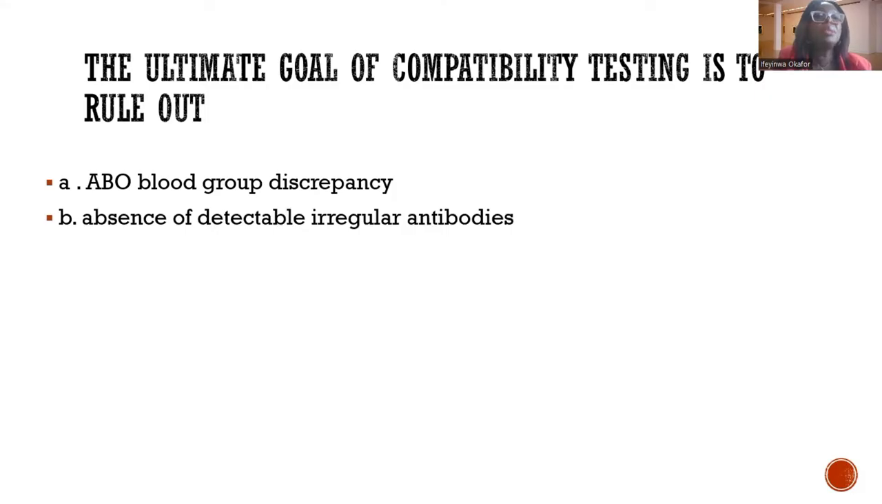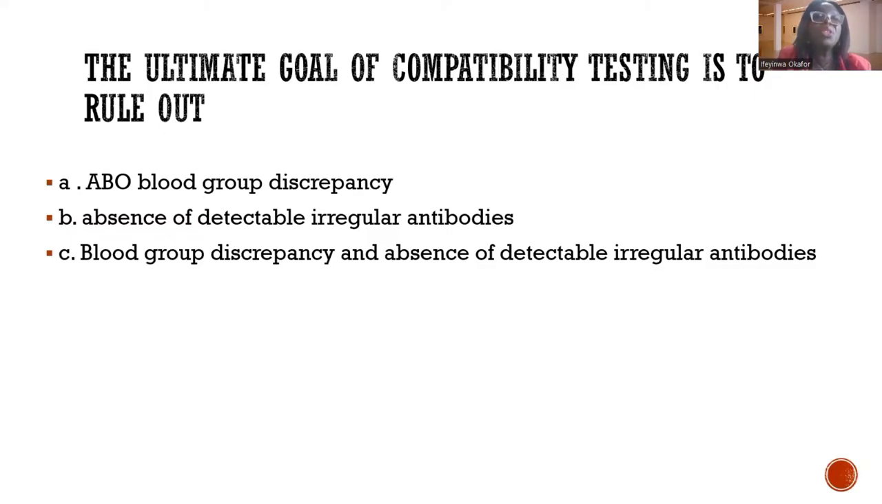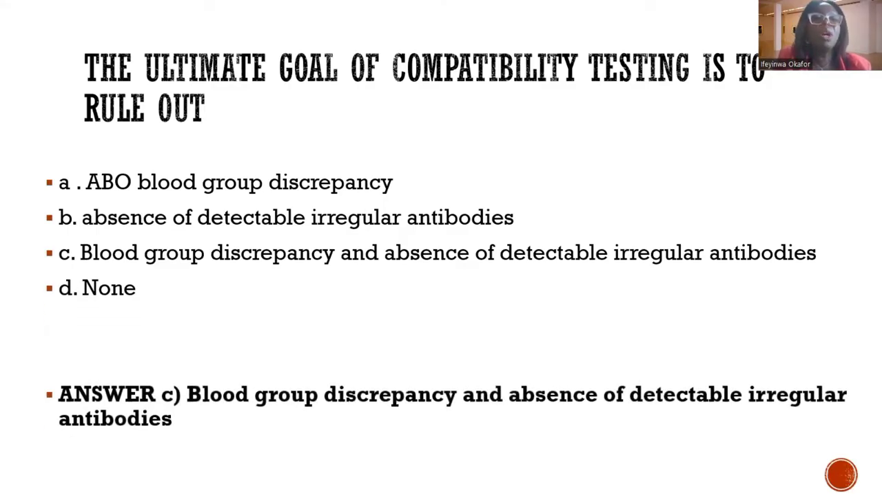The ultimate goal of compatibility testing is to rule out: A, ABO blood group discrepancy, B, absence of detectable irregular antibodies, C, blood group discrepancy and absence of detectable irregular antibodies, D, none. Answer, blood group discrepancy and absence of detectable irregular antibodies. So we do compatibility testing to rule out blood group discrepancy and absence of detectable irregular antibodies.